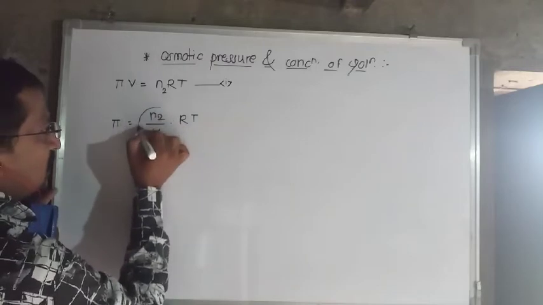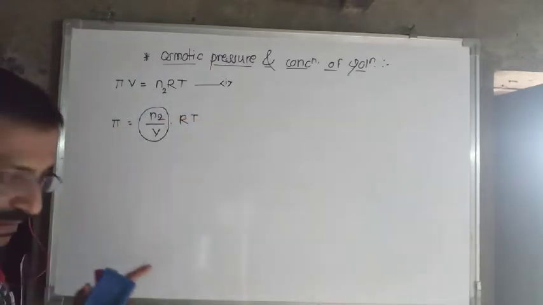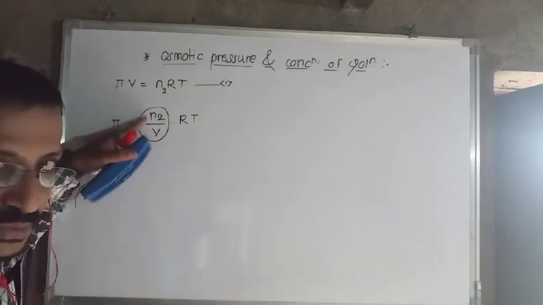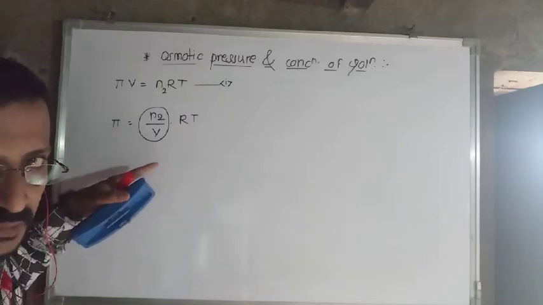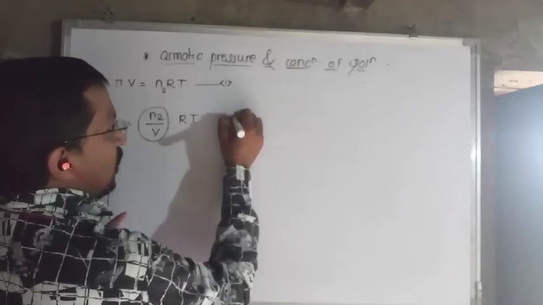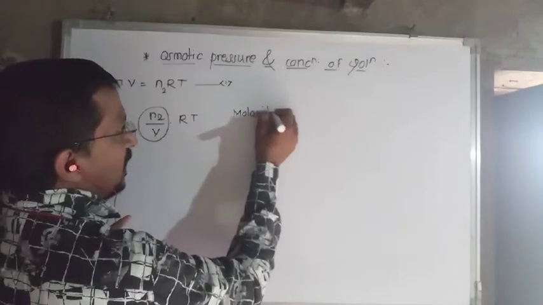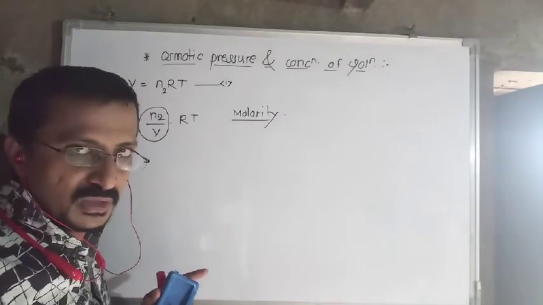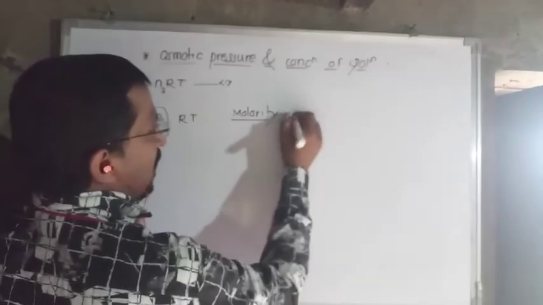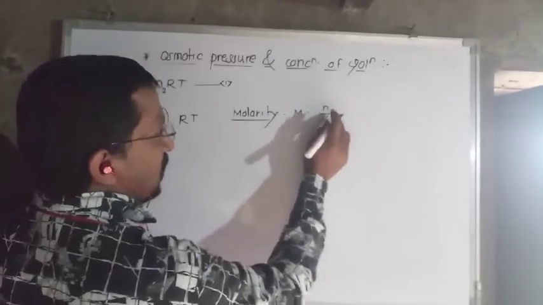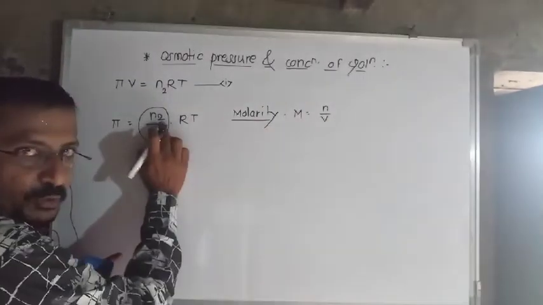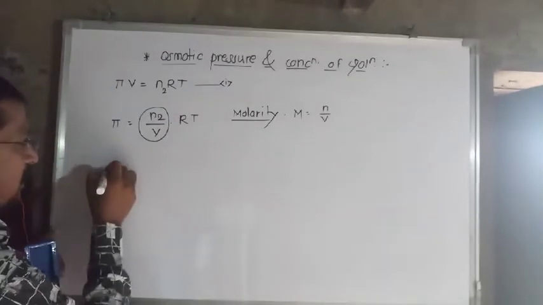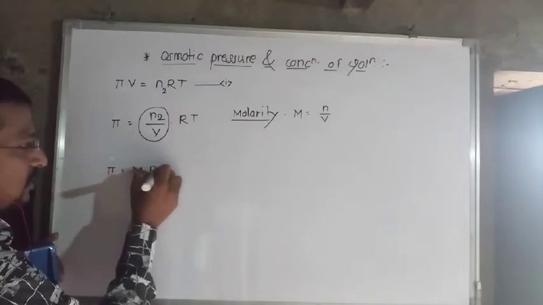So if you just concentrate on this factor, it is just a concentration term. It is simply n, the number of moles of solute, and V, the volume of solution in dm cube. So mole per dm cube, that is the molarity. Molarity is nothing but the number of moles of solute dissolved in 1 dm cube or 1 liter of solution. That's why molarity capital M is equal to n by V. The only difference is that instead of n I write n2, where 2 represents the solute. So replace n2 by V by capital M. So pi is equal to M into RT.